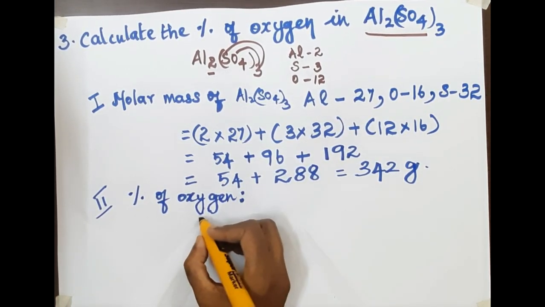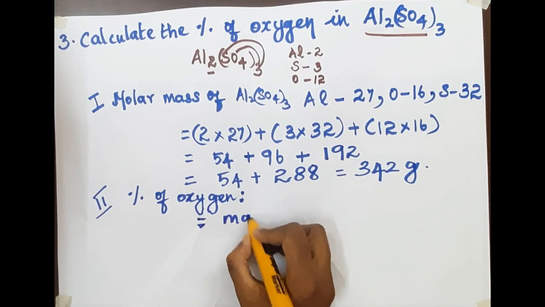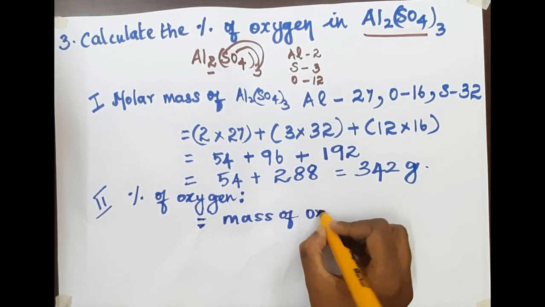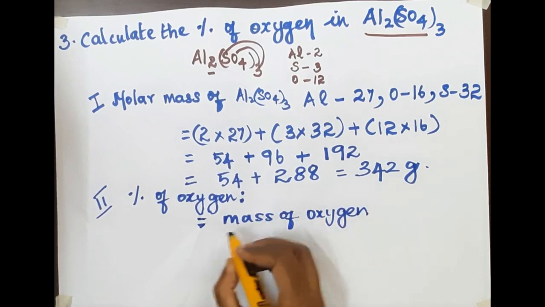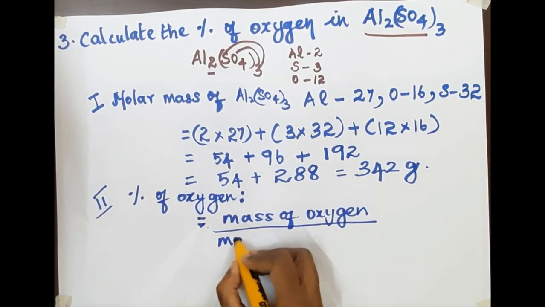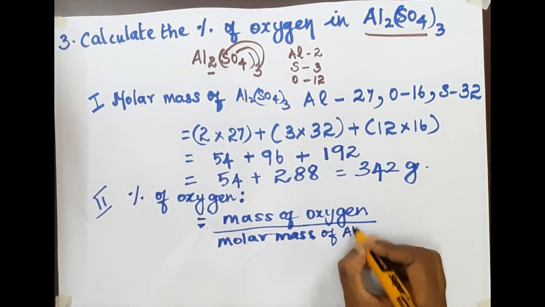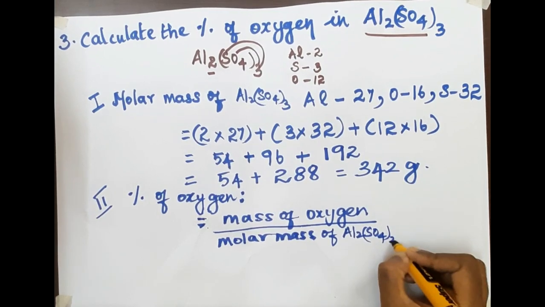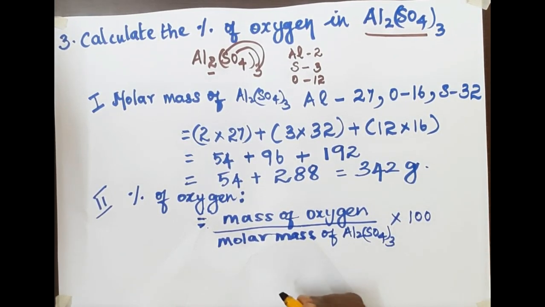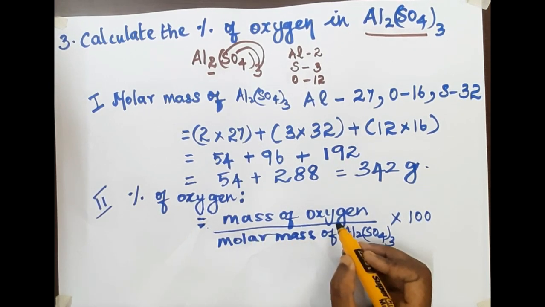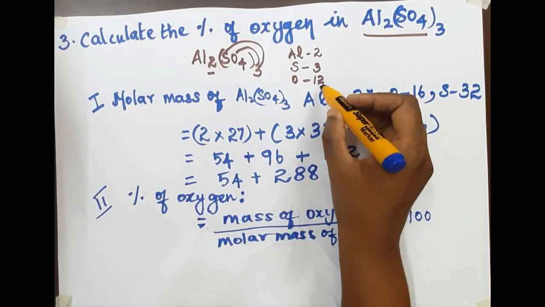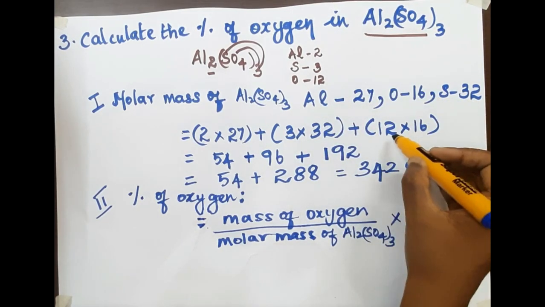The second thing we have to calculate is the percentage of oxygen. The formula used is mass of oxygen divided by molar mass of Al2(SO4)3 into 100. Children, here you should not get confused. What is the mass of oxygen here? How many atoms of oxygen are there and into its mass. So how many atoms are there? It is 12. So 12 into 16.